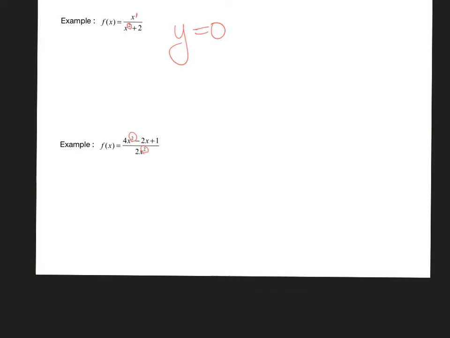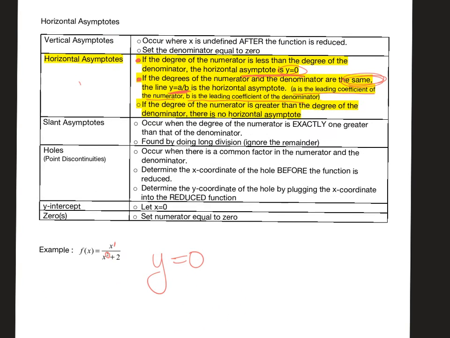So the leading coefficient of the numerator is a 4, and the leading coefficient of the denominator is a 2. So this horizontal asymptote should be y equals 4 over 2, or, and you are required to reduce, y equals 2.